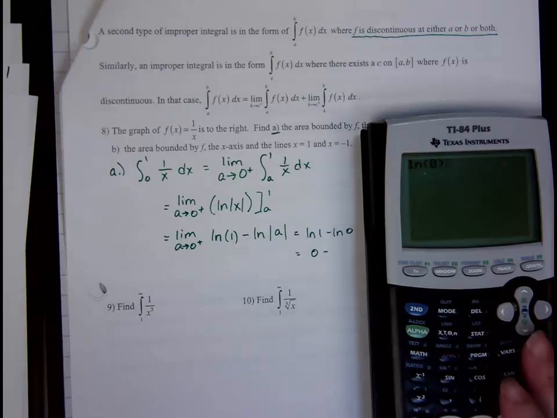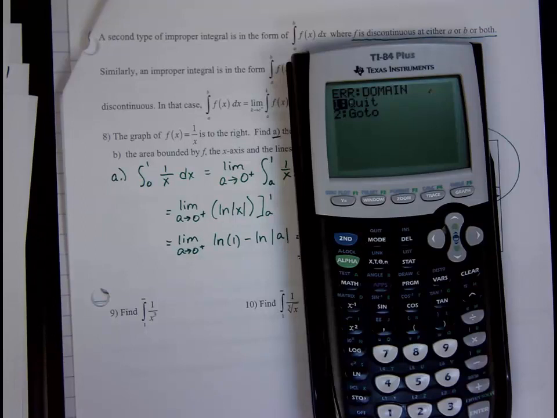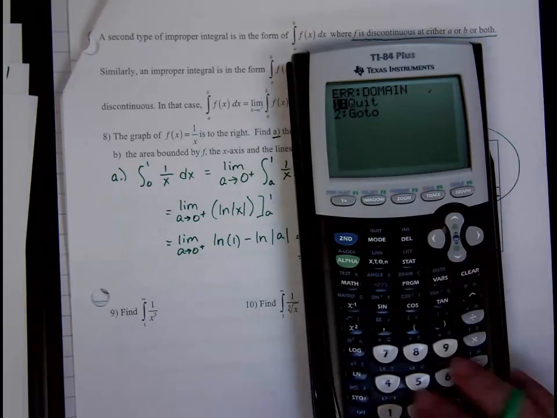Can you see my screen? Oh, no, you can't. Ln of 0 is impossible. Oh no, I can't do this. You were right. Ln of 0 is impossible. It doesn't exist. Why? Okay, let me show you.